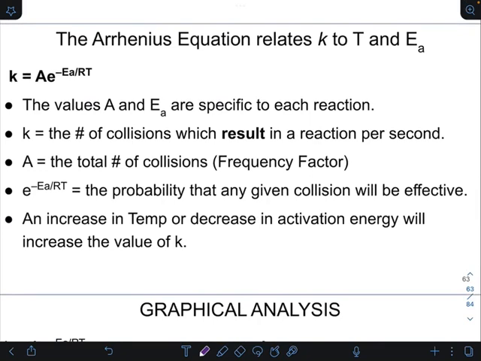Okay, so there's an equation that relates K to temperature and activation energy. It is called the Arrhenius equation. And the equation is K equals A e to the negative Ea over RT. And this is e to the negative Ea over both R and T. So those are both in the denominator of the fraction.